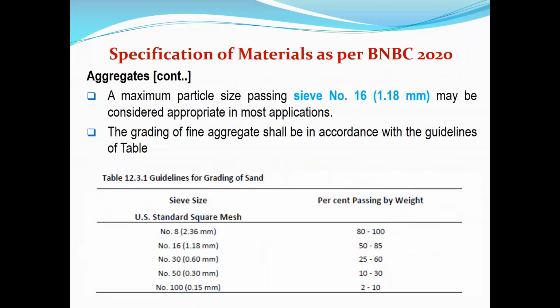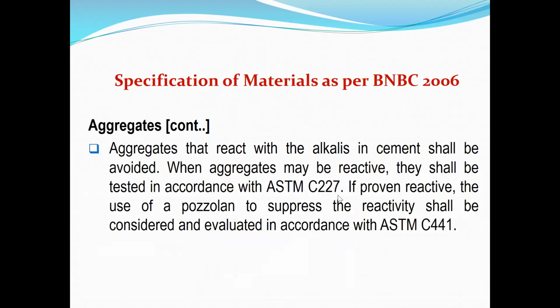For aggregates, a maximum particle size passing sieve number 16, that is 1.18 mm, may be considered appropriate in most cases. The grading of fine aggregate, that means the sand, shall be in accordance with the guidelines of the table. So this is the guideline for grading of sand. Here you can see, we talked about the number 16 sieve, that is the 1.18 mm sieve. So 50 to 85% passing through the sieve, those sands should be used for ferrocement structures.